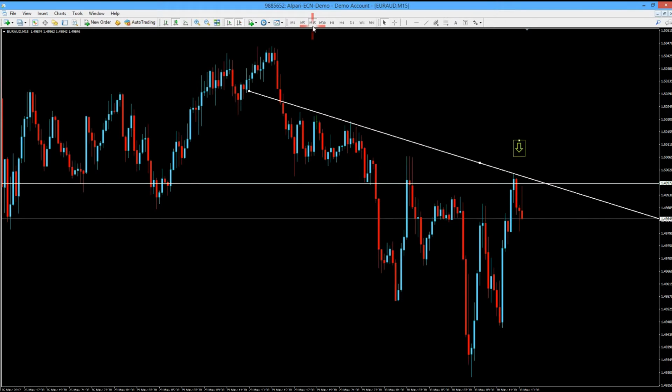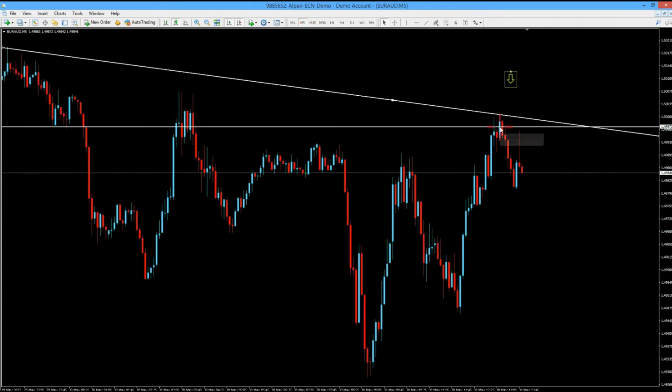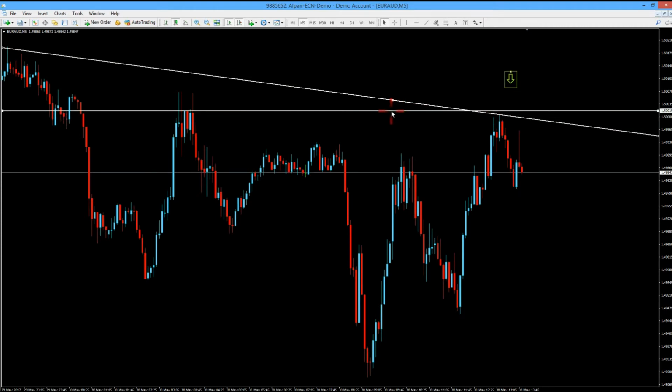Now if we move down a little bit, you can see that your line that you drew on the hourly would have not given you a good entry. You see price actually went above that resistance line. Of course, you could have adjusted it on the lower time frame. So this is why you need multi-time frame analysis. You couldn't have seen that.